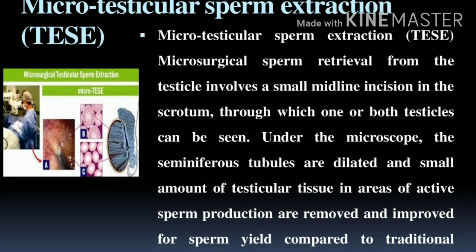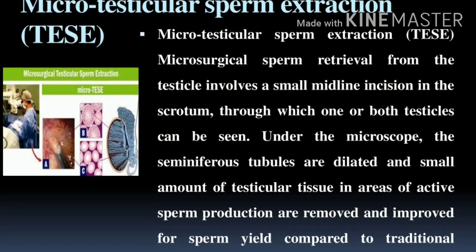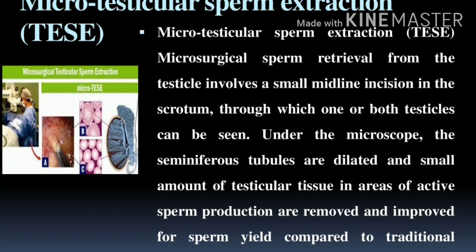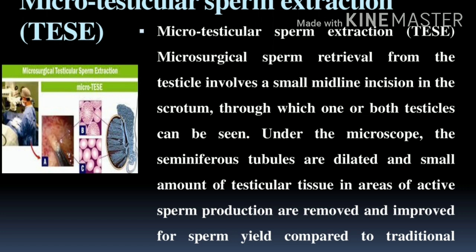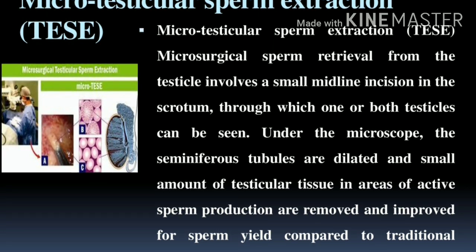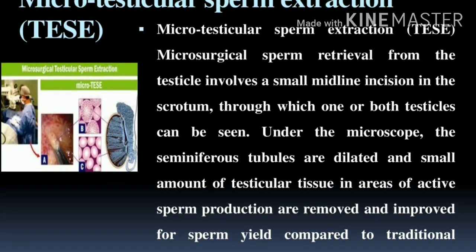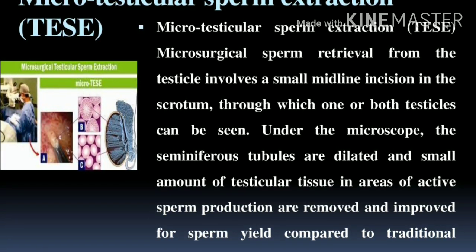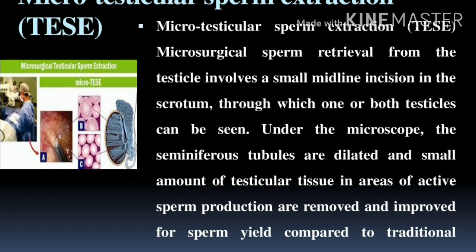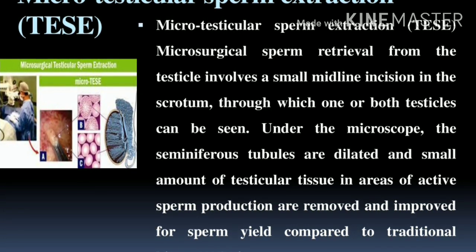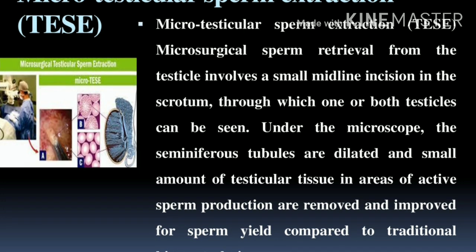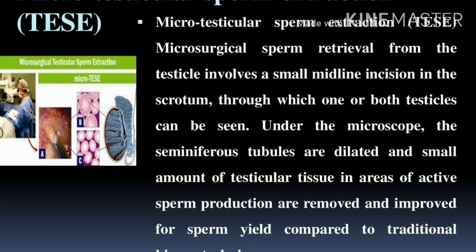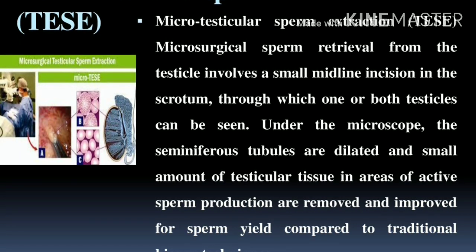The seminiferous tubules are dilated, and a small amount of testicular tissue in areas of active sperm production is removed. So in this the seminiferous tubules are dilated, and the small amount of testicular tissue in areas having active sperm production will be removed, improving sperm yield. This is one of the comparisons with the traditional biopsy technique. Can you understand? The sperm will be extracted.